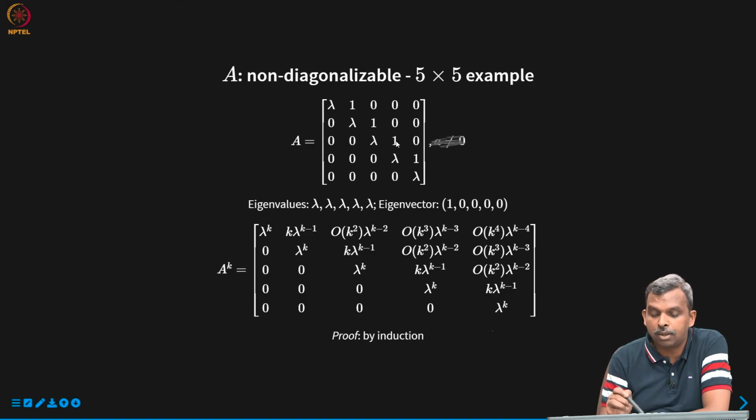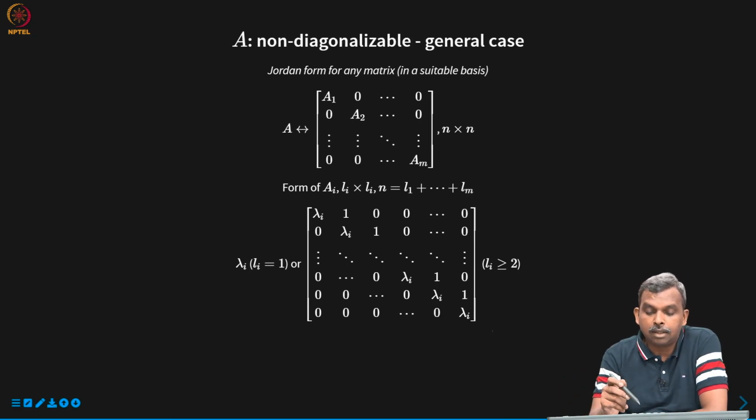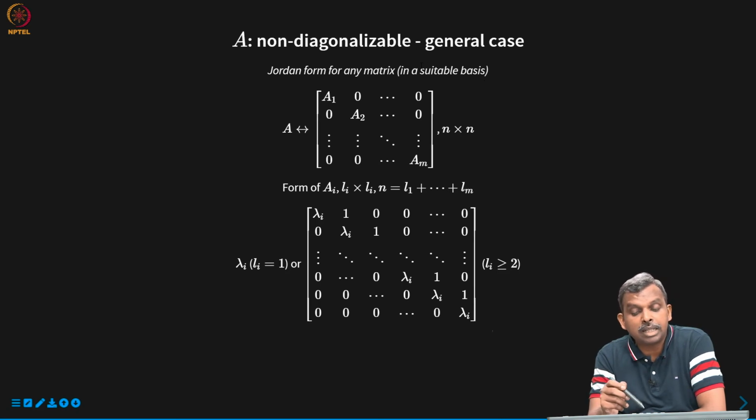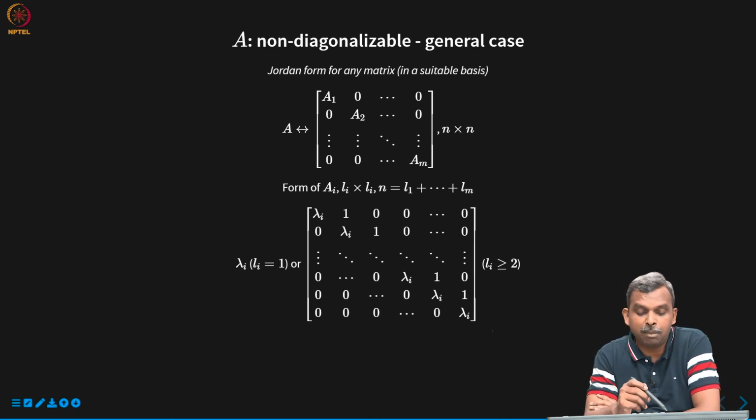Right now this thing looks so restrictive. What about other forms of this matrix? It turns out there's a very powerful result in linear algebra which says that these kinds of things are enough. So what is that result? That result is called the Jordan form. Whatever the matrix may be, non-diagonalizable, diagonalizable, general case, any matrix A has something called the Jordan form.